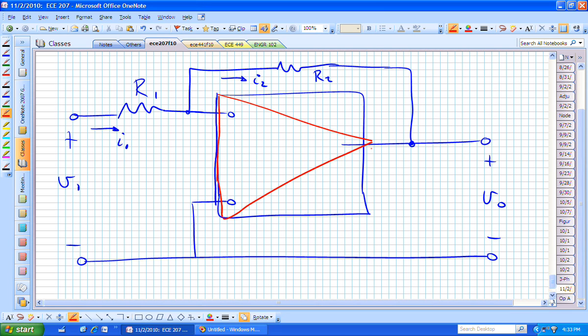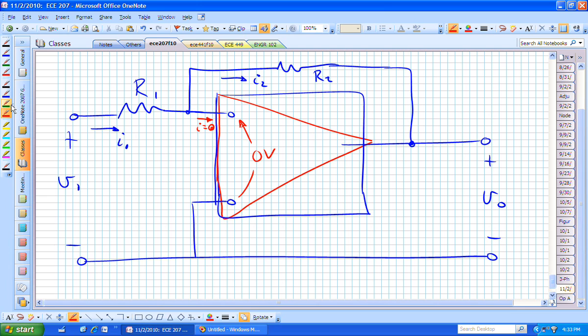And what are we assuming? We are assuming that the current going in here is zero. Well, the current is pretty small, but it's supposed to be zero. And this voltage from here to there is our differential voltage. That's 0 volts between those two.